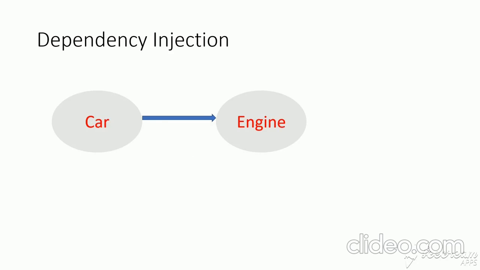So how do we provide an engine object to the car object? In dependency injection, we are not going to create an engine object directly inside the car class. We are creating an object of engine outside, and we are providing the object to the car class. Now we will see how we provide an engine object, and this is called dependency injection. The dependent objects are provided from outside to the car.